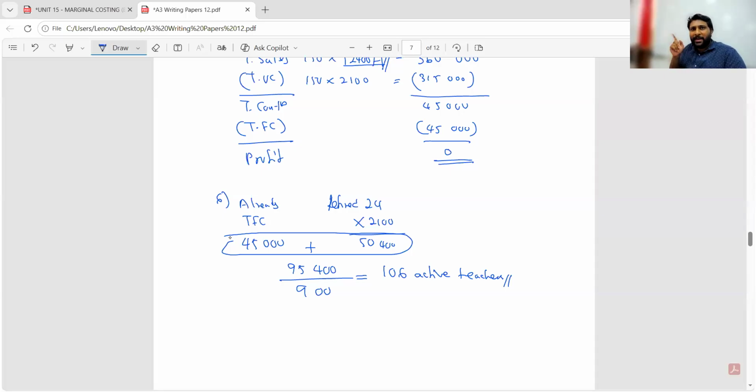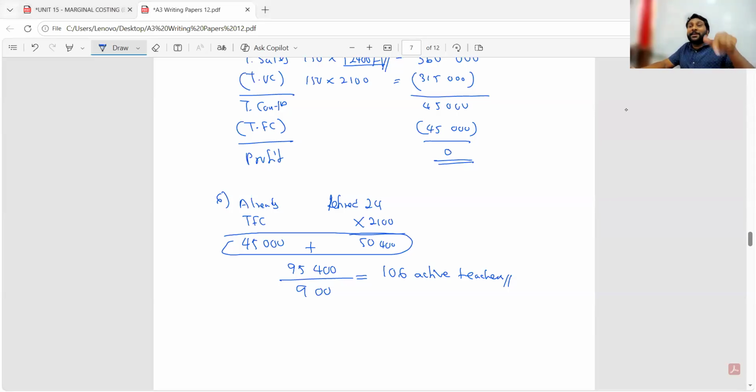Okay, we need to get money from active teachers. So each active teacher we are getting 3,000. For them we have a cost of only 2,100. That means from each active teacher 900 comes to our pocket. Yes or no? So from these 900 we can cover that 95,400 cost. Then our target should be 106 active teachers, somehow bringing them to the event. That's the target. No surplus. If they want to earn surplus, all the teachers must come.